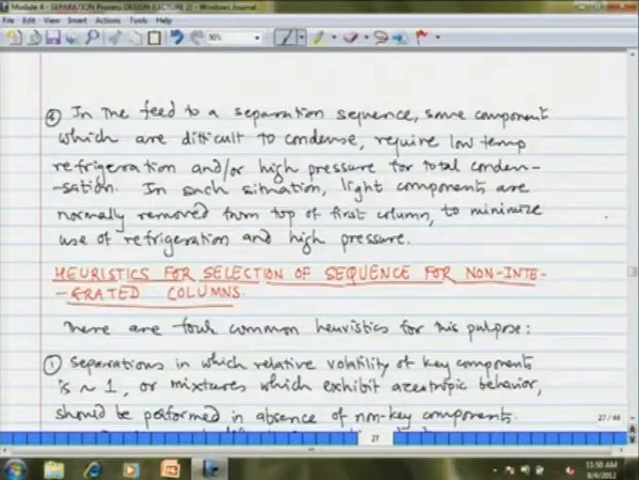Then in the feed to a separation sequence, some components which are difficult to condense require low temperature or refrigeration or high pressure for total condensation. In such a situation, try to remove them as soon as possible. Try to remove them from the top of the first column itself, so as to minimize the cost of utilities, because the longer you keep them in the process, in every column you may require refrigeration or high pressure, which are expensive utilities. So, in order to limit the operating cost, you have to remove them as soon as possible.